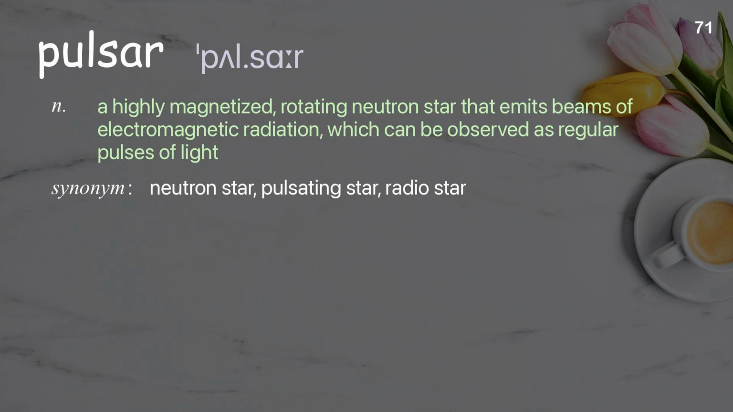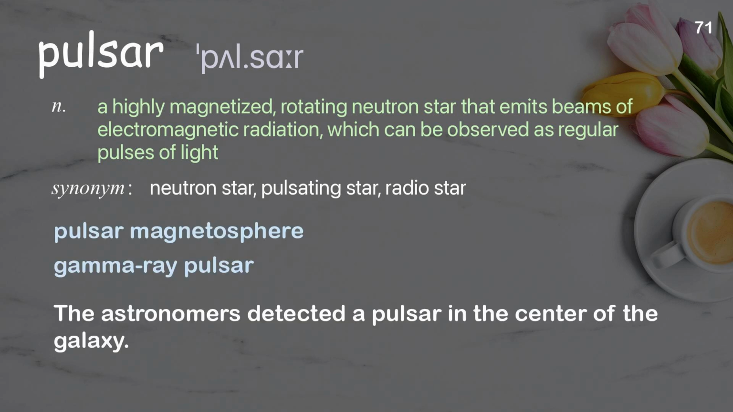Pulsar. A highly magnetized, rotating neutron star that emits beams of electromagnetic radiation, which can be observed as regular pulses of light. Examples: pulsar magnetosphere, gamma ray pulsar. The astronomers detected a pulsar in the center of the galaxy.